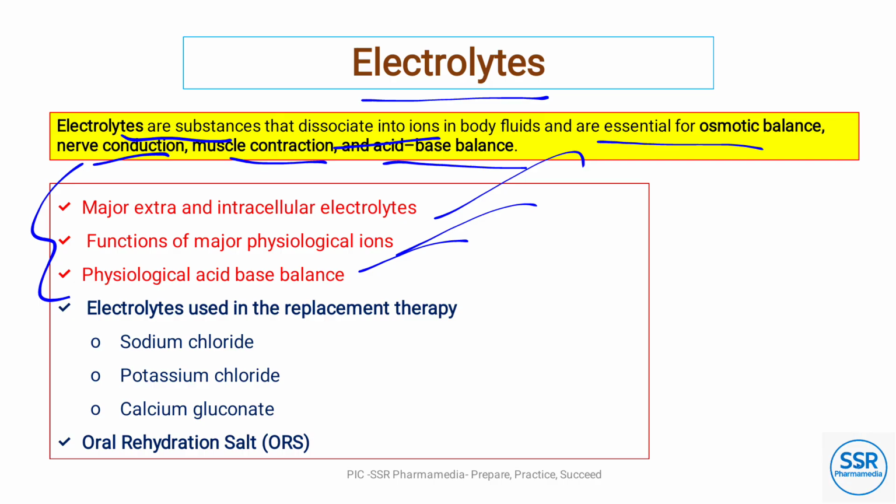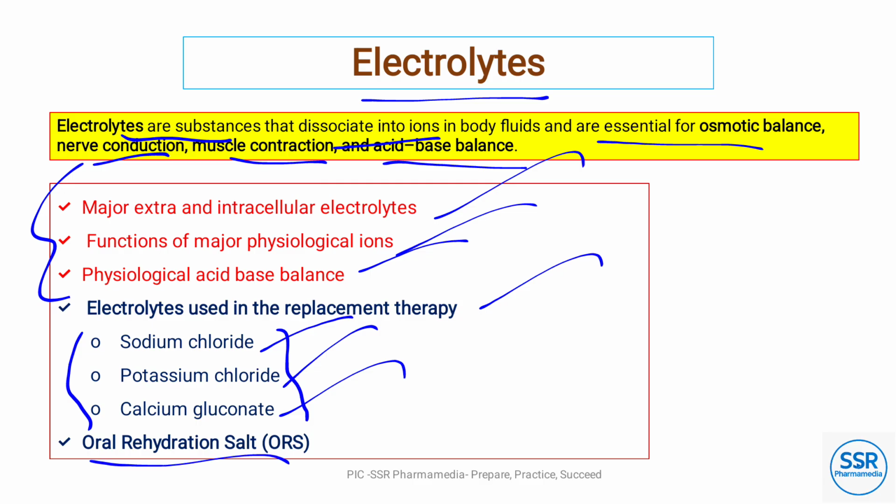In this video, we will also cover electrolytes used in replacement therapies. Examples of compounds are sodium chloride, potassium chloride, and calcium gluconate. These three compounds are used for electrolyte replacement therapy. And finally, oral rehydration salt. So today we are going to cover all these topics.